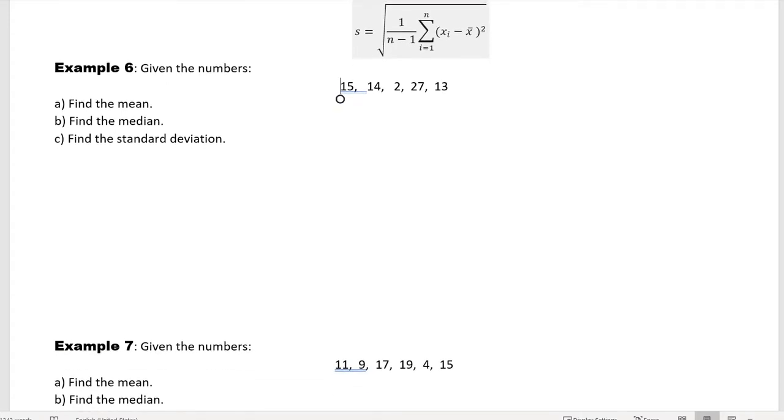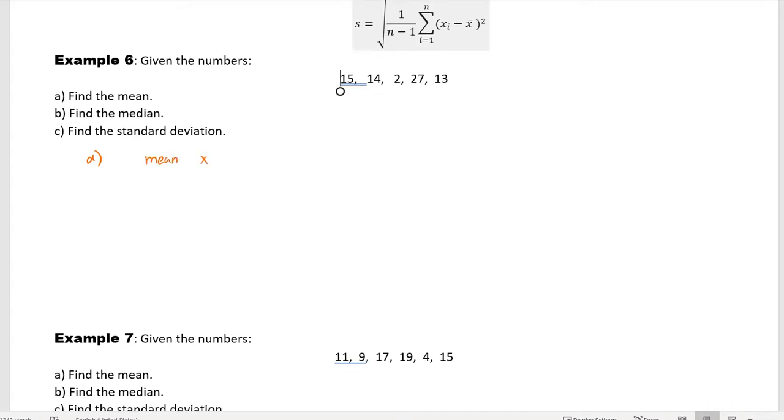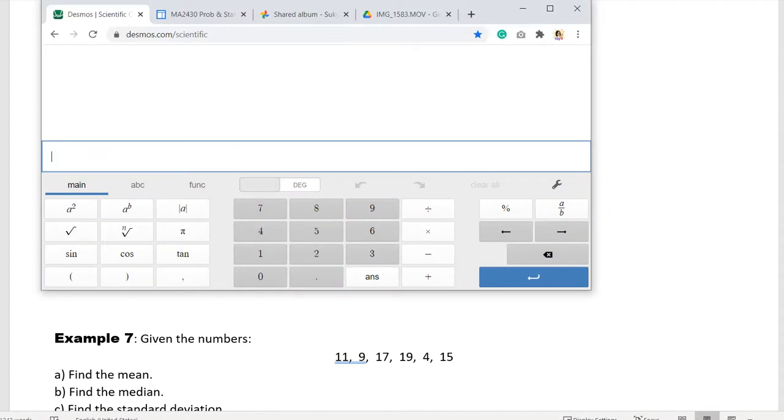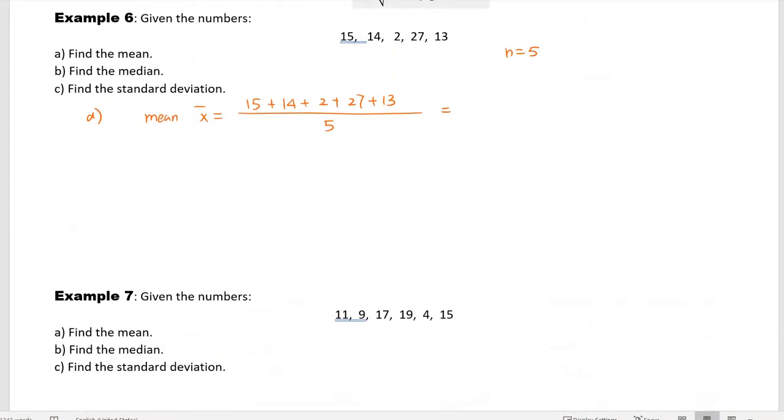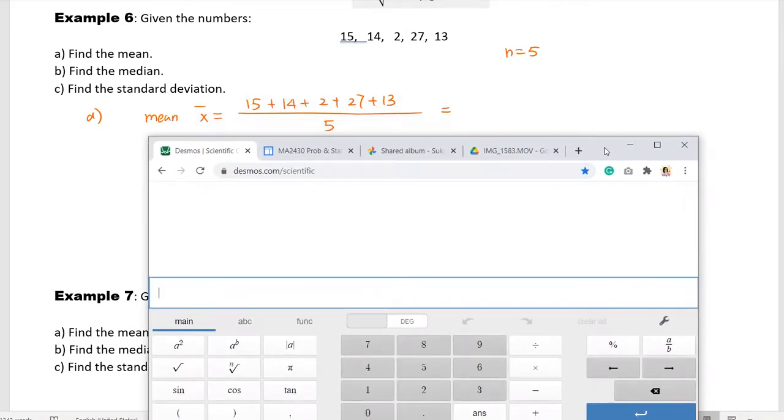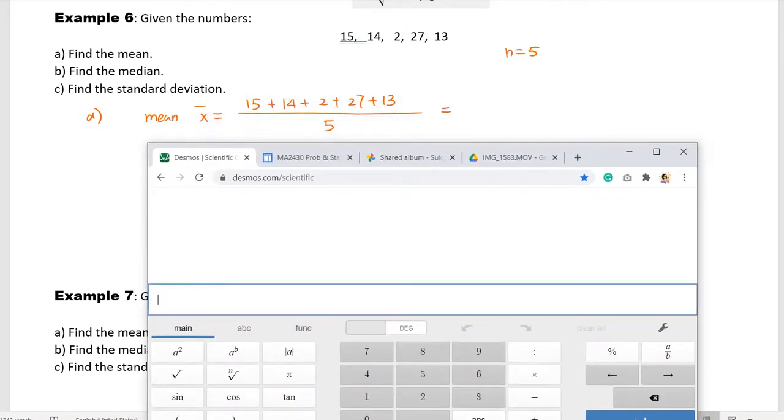Okay. Part A, what is the mean? The mean is we add them all up: 15 plus 14 plus 2 plus 27 plus 13, and we divide by 5 because we have 5 numbers here. So n is 5. You can use your calculator. Everyone please pause the video here and try to work on it. Then you can continue to play the video to check your answers.